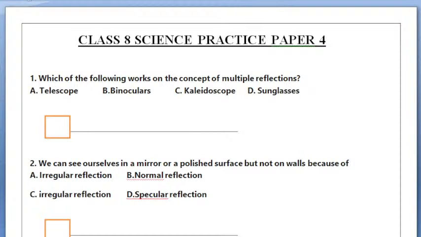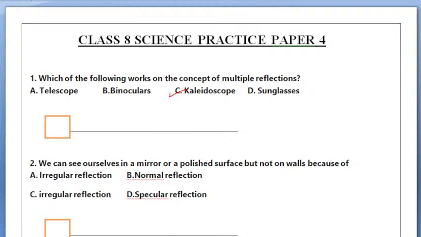The first question has already been answered by one of the students. The first question is: which of the following works on the concept of multiple reflections? The options are telescope, binocular, kaleidoscope and sunglasses. The right answer is option C. The student who gave the first answer is Hamid.